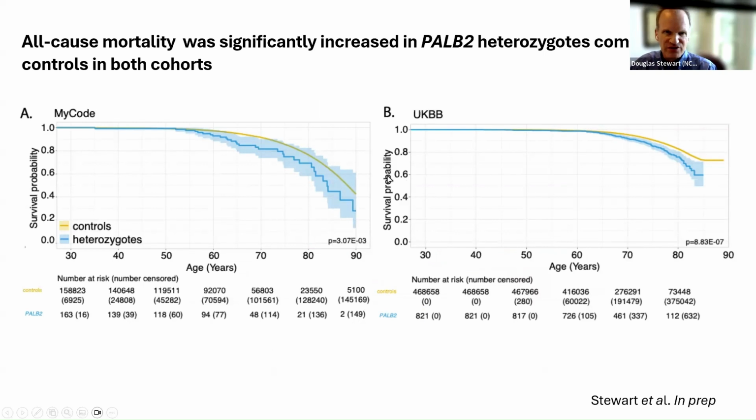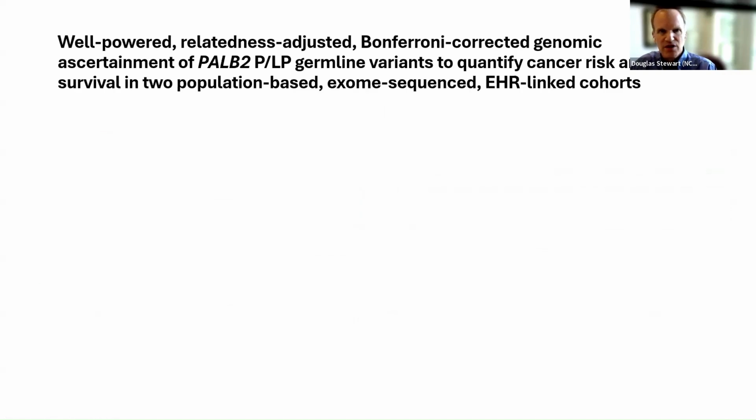And we also saw increased mortality in both MyCode and UK Biobank for the PALB2 heterozygotes, starting, depending upon the cohort, in MyCode in the 50s, and in UK Biobank, which is the healthier, healthy volunteer cohort, maybe 10 years later.